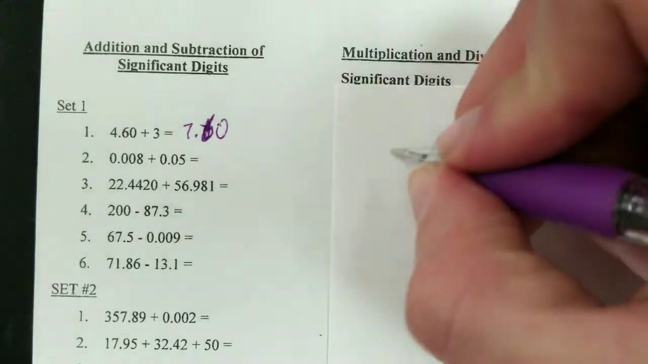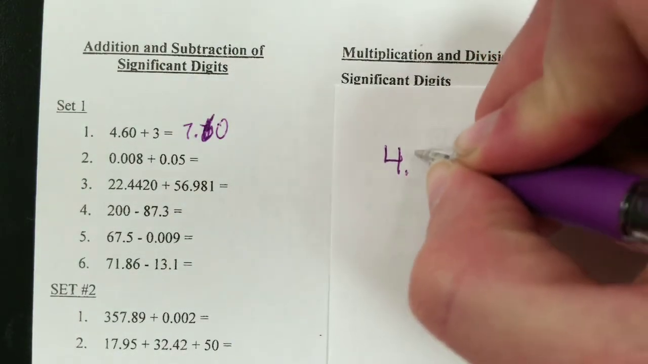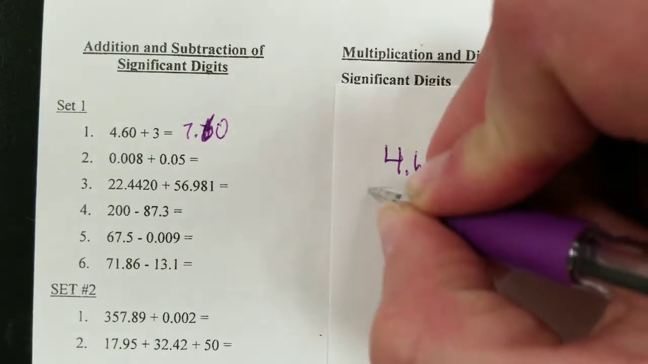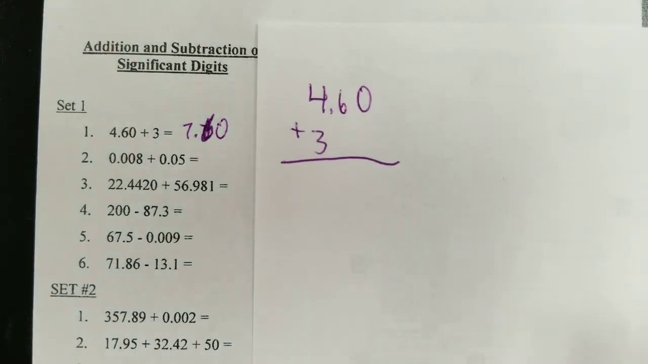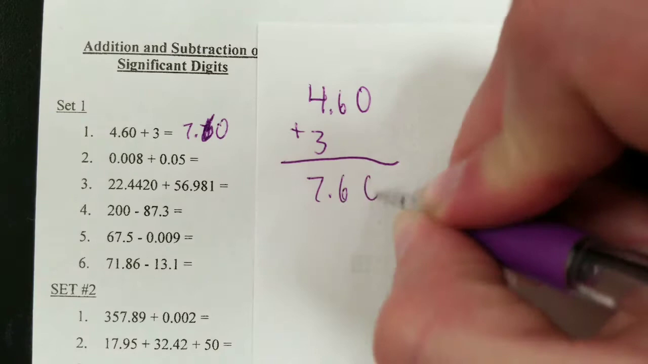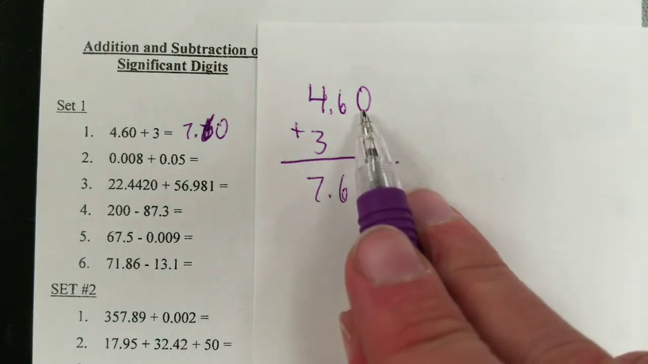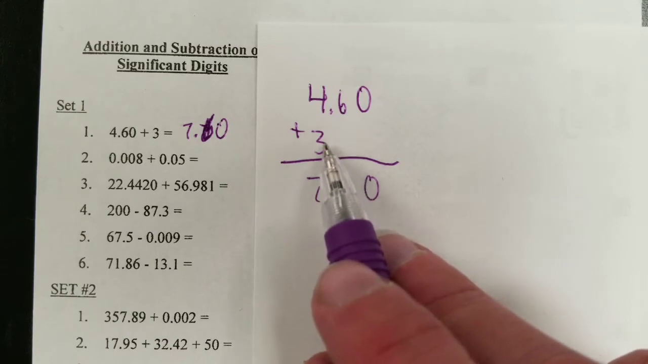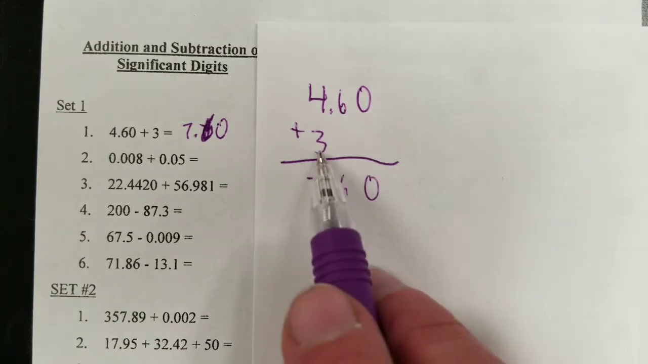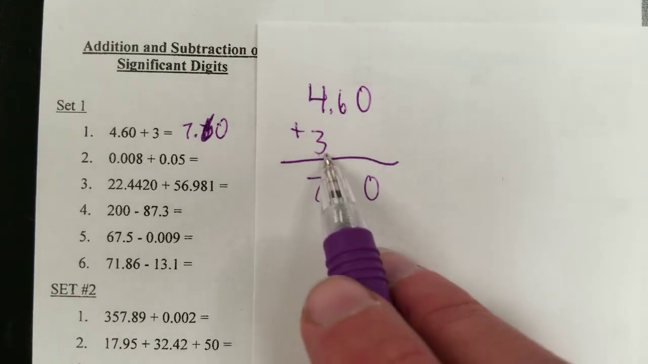So consider 4.60 plus 3. What we can do is write it a different way, 4.60 plus 3, like this. And that comes out to 7.60. This number goes this far to the right. This number only goes this far. So since this one goes the least distance to the right, we're going to say it's the least exact number.